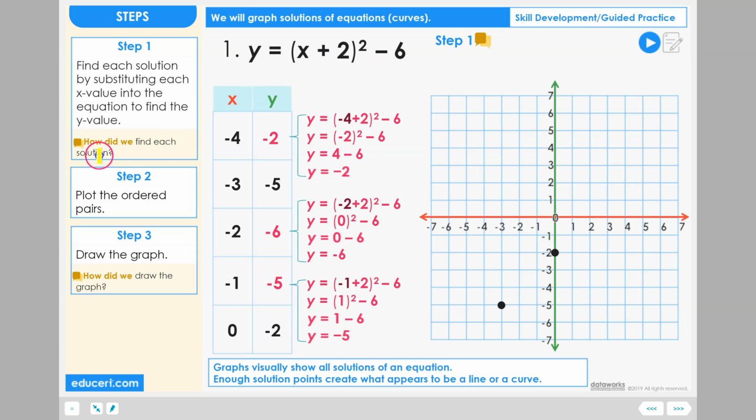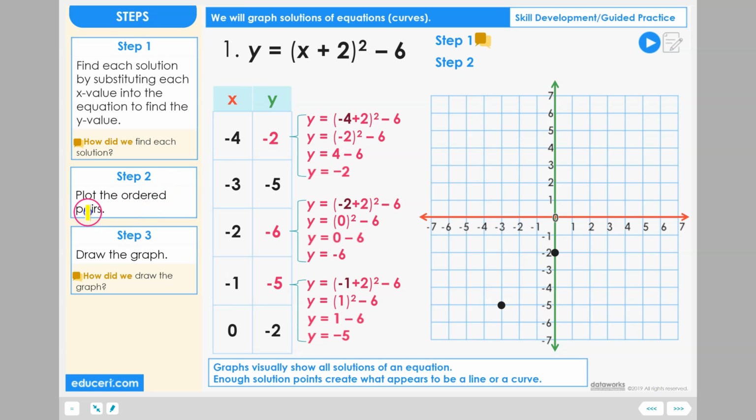How did we find each solution? We found each solution by replacing the x value from the table into the equation and then evaluating those expressions to find the matching y value. This ordered pair represents a solution to the equation.